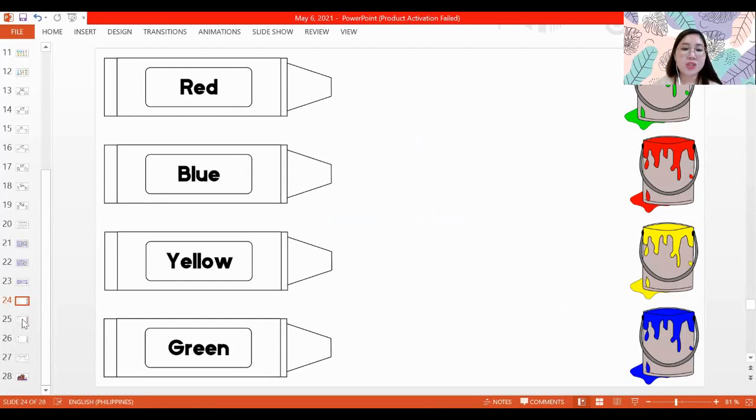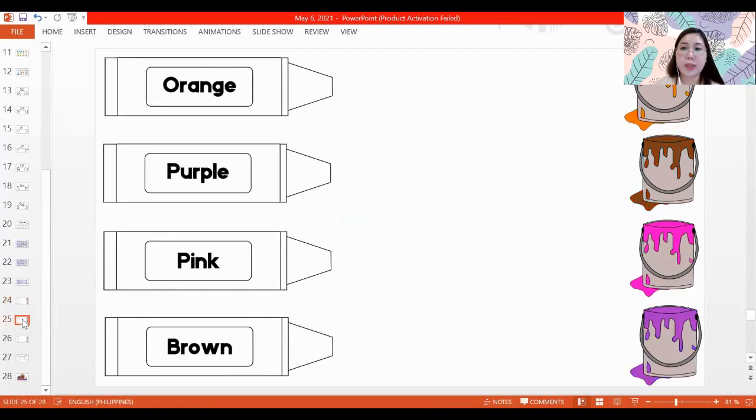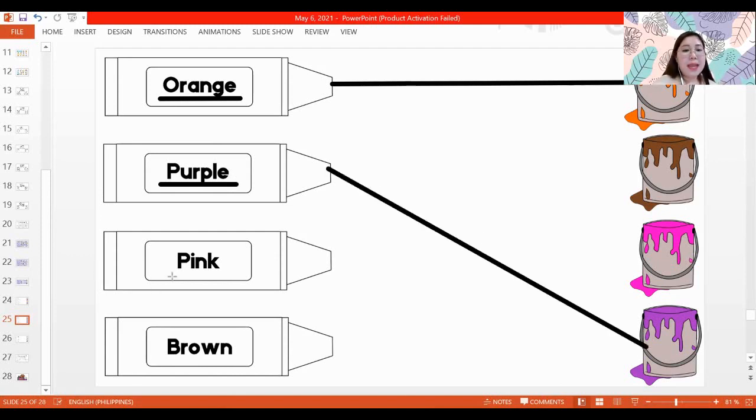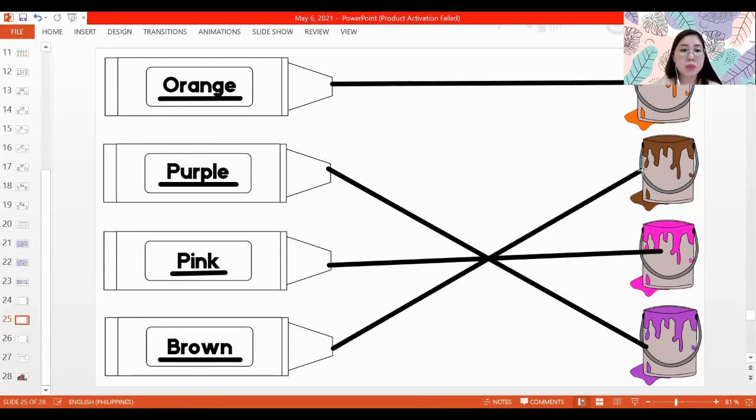Let's go to the next slide. Okay, here. This is O-R-A-N-G-E. That is orange. So let's draw a line. Next one. P-U-R-P-L-E. Pink. No, purple. Let's draw a line to color purple. Next one. P-I-N-K. Purple. No, pink. This is pink. And last one for this slide. B-R-O-W-N. Brown, not black, not blue, brown.